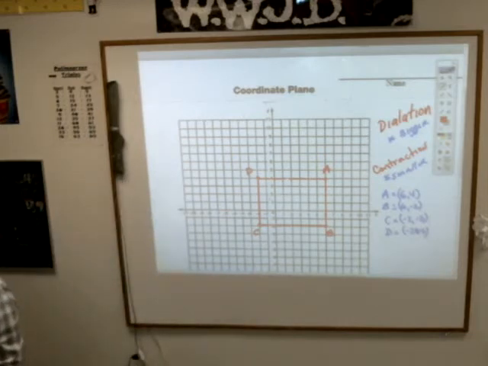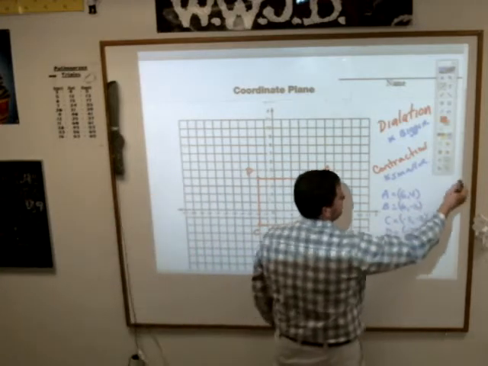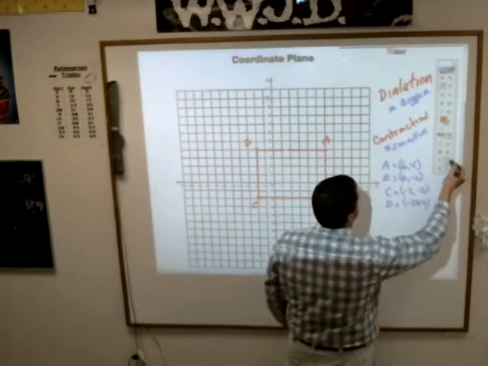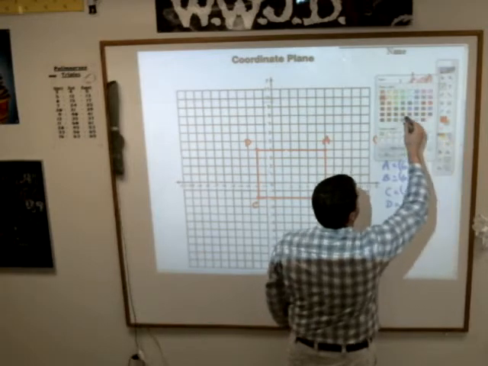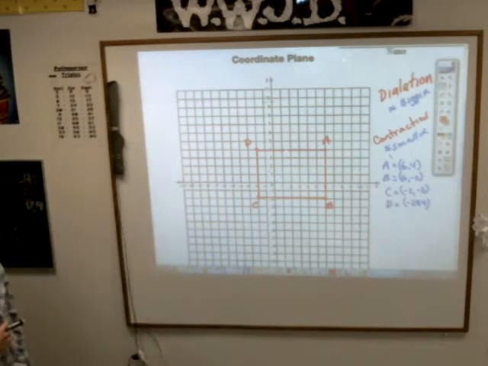You should have that rectangle on your paper. Please draw it there. If you want to do it in a different color, that would be fine. Get that written down. You should have all this here.